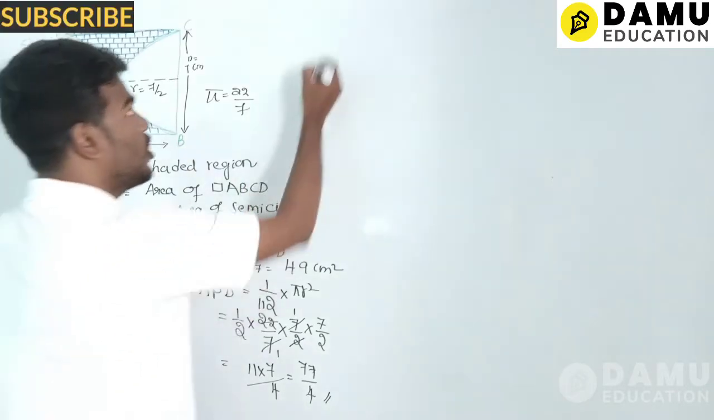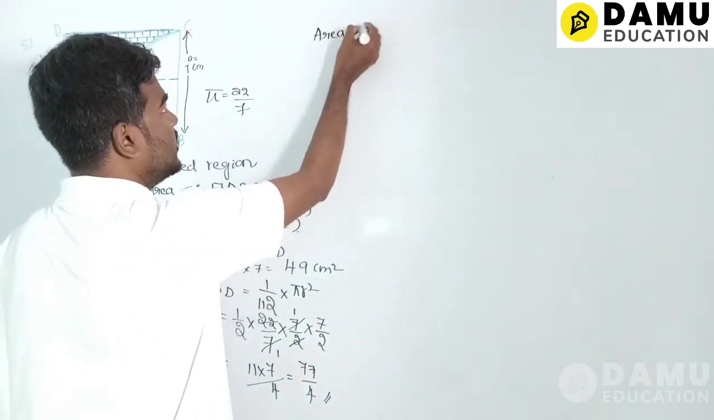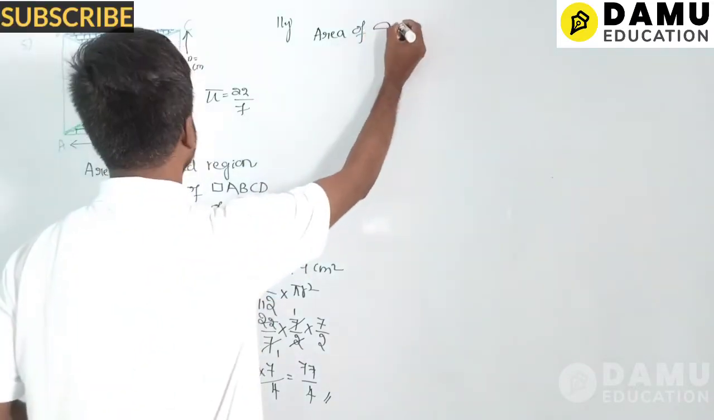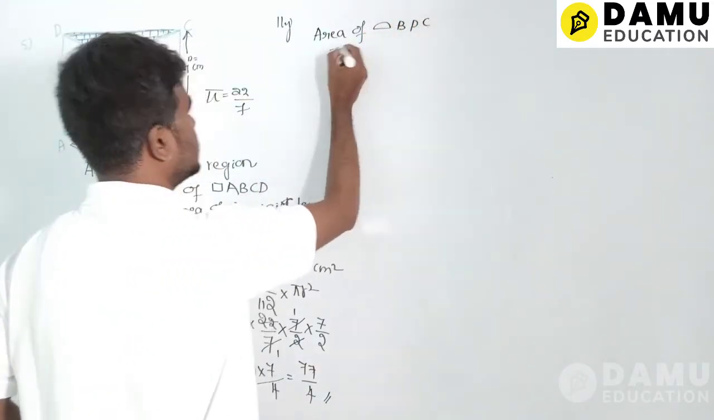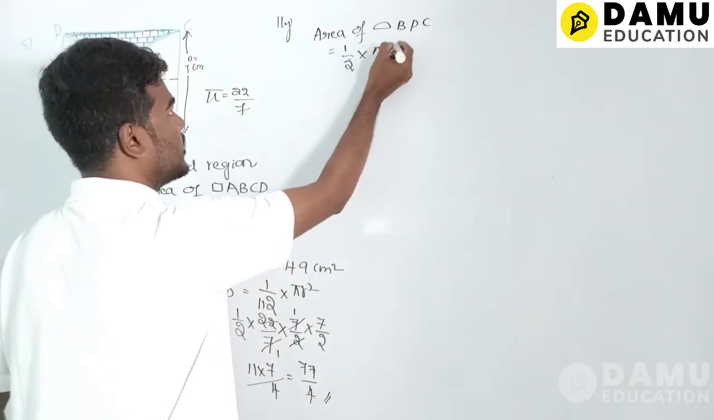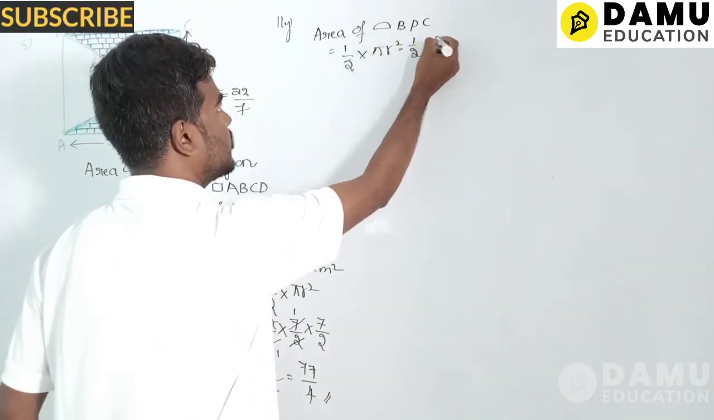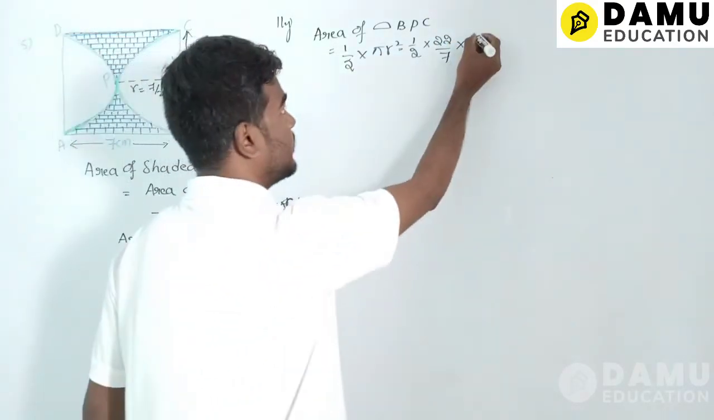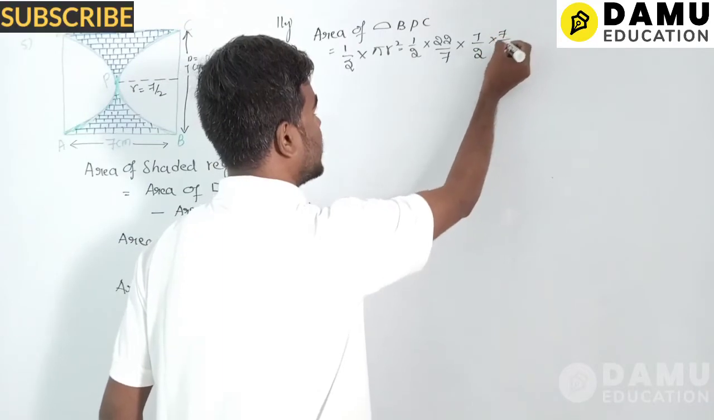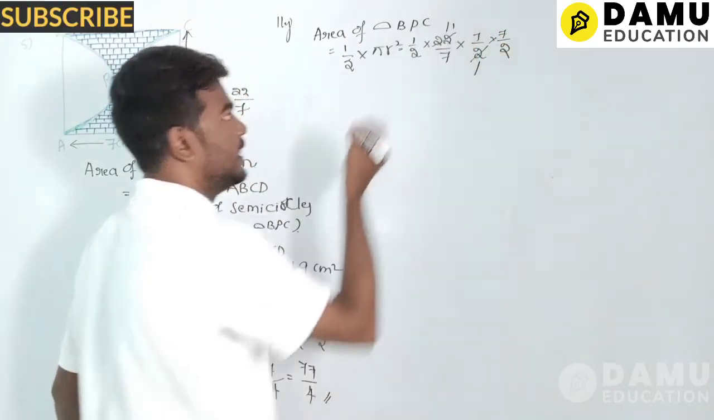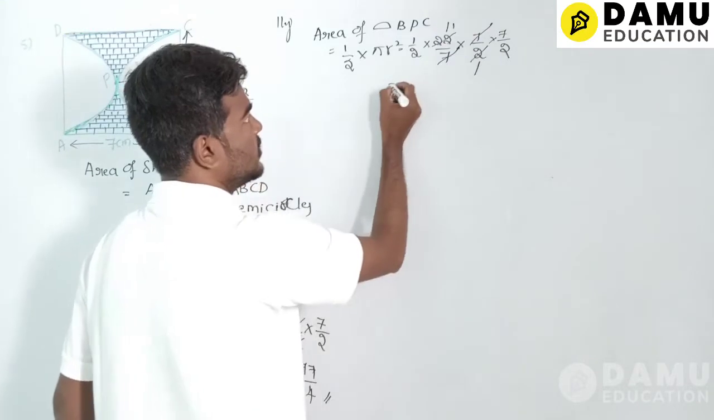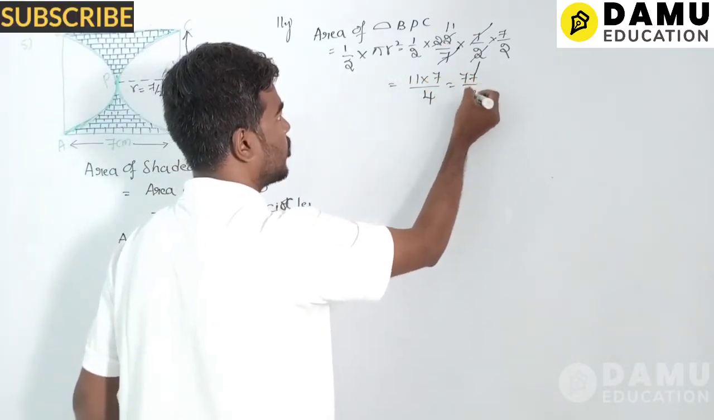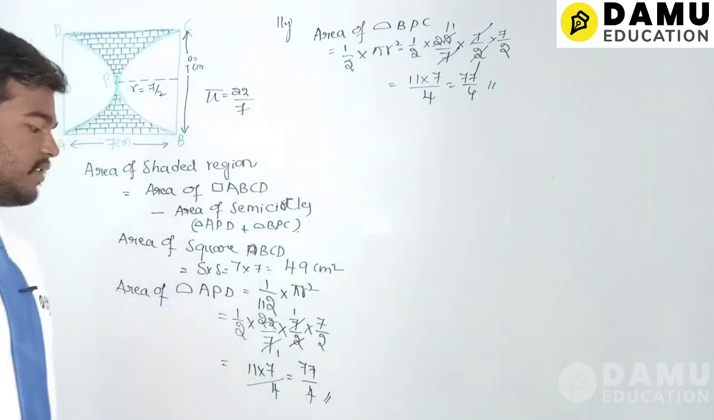Similarly, you can calculate the area of semicircle BPC, that is half into pi r square. Half into pi, which is 22 by 7, into radius 7 by 2 and 7 by 2. 2 ones are 2, 11s are 11; 7 ones are 7. So 11 into 7 by 2 twos are 4, that is 77 by 4. So this is the value, 77 by 4.